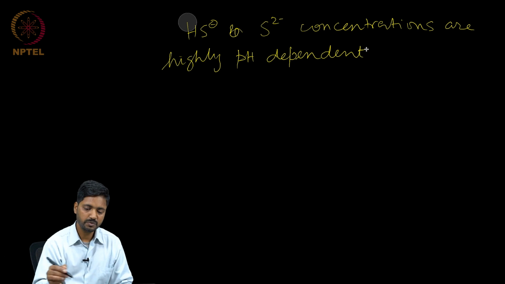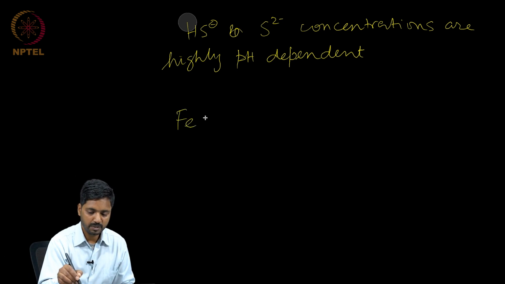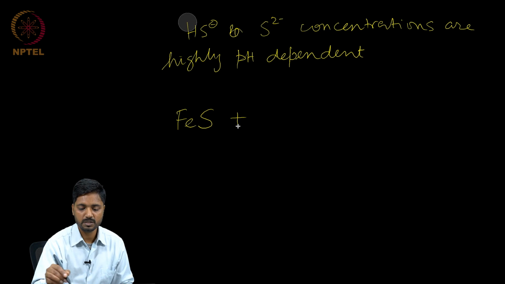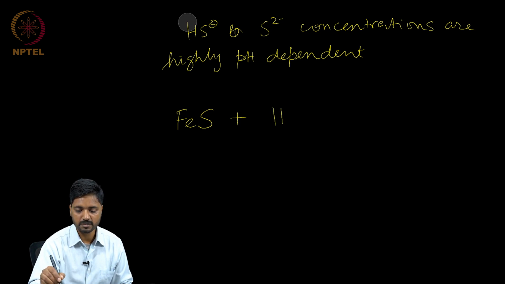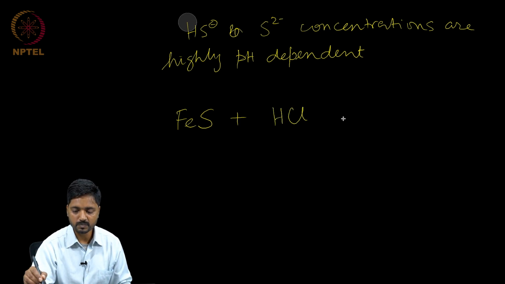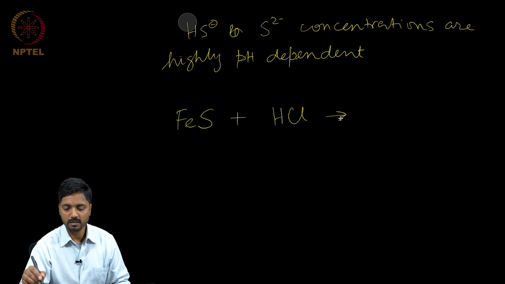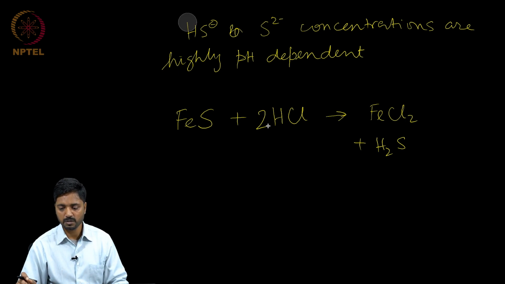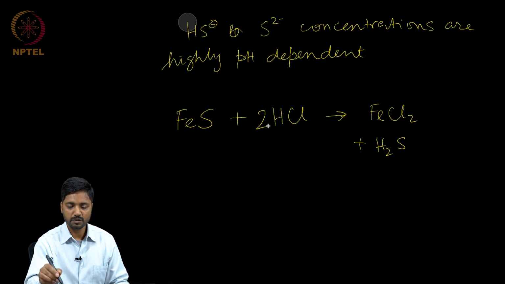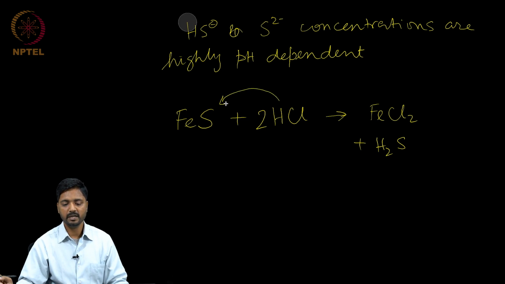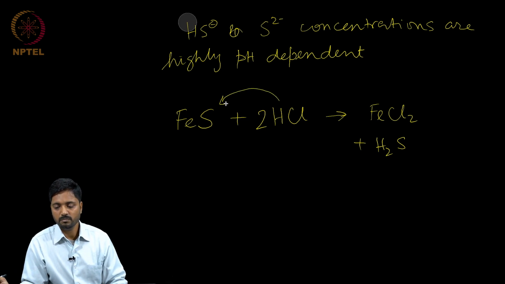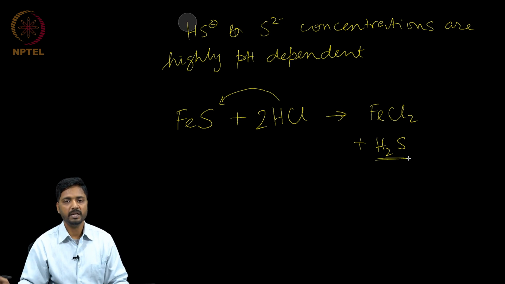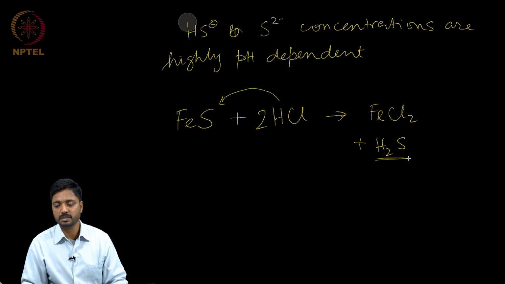And how is H2S gas generated? You must be aware that you have Kipp separators where iron sulfide is reacted with hydrogen chloride to generate the H2S gas, and this is controlled based on the addition of HCl onto the FeS, based on how much H2S is being released in the Kipp separators.